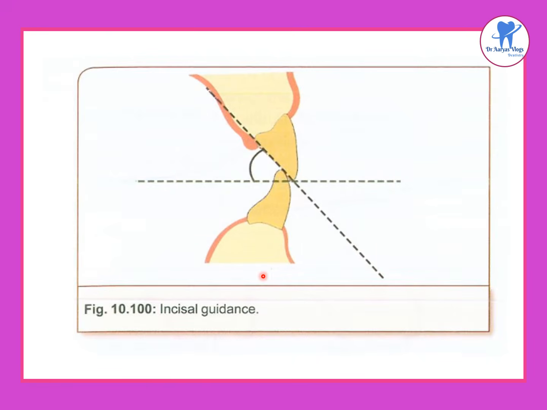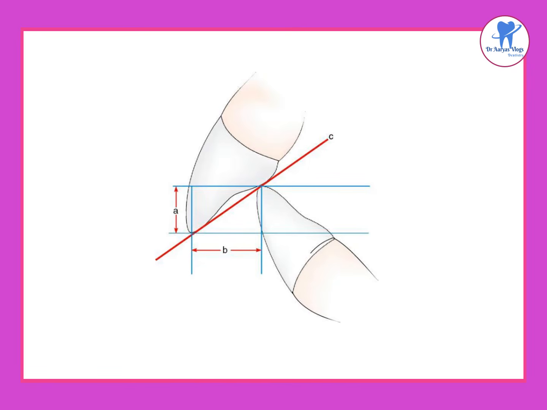Coming to the incisal guidance. What is incisal guidance? It is the influence of the contacting surfaces of the mandibular and maxillary anterior teeth on the mandibular movements, according to GPT. This picture shows the vertical overlap, and this is the horizontal overlap, and this angle is the incisal guidance angle.